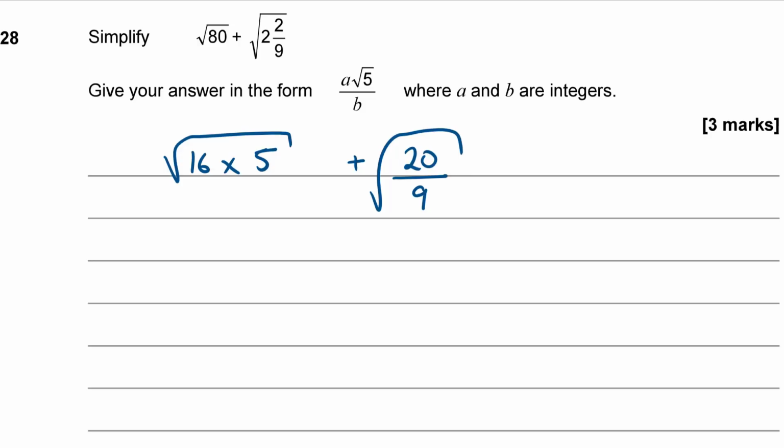So that first one, root 16 times 5, I can break that up into two different roots. The root of 16 times the root of 5. The root of 16 is 4, so that is 4 root 5.